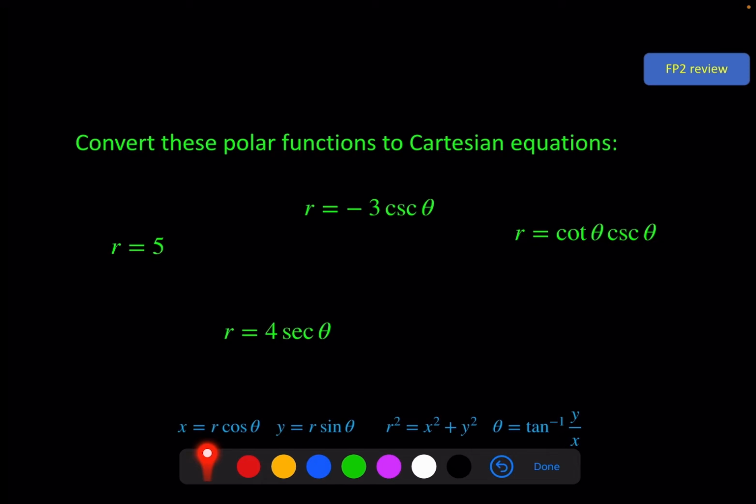Start with the easy one over here. We know that this is going to give us a circle, so we've got x squared plus y squared is equal to 25, and that comes from squaring both of these, and then remembering that r squared is equal to x squared plus y squared.